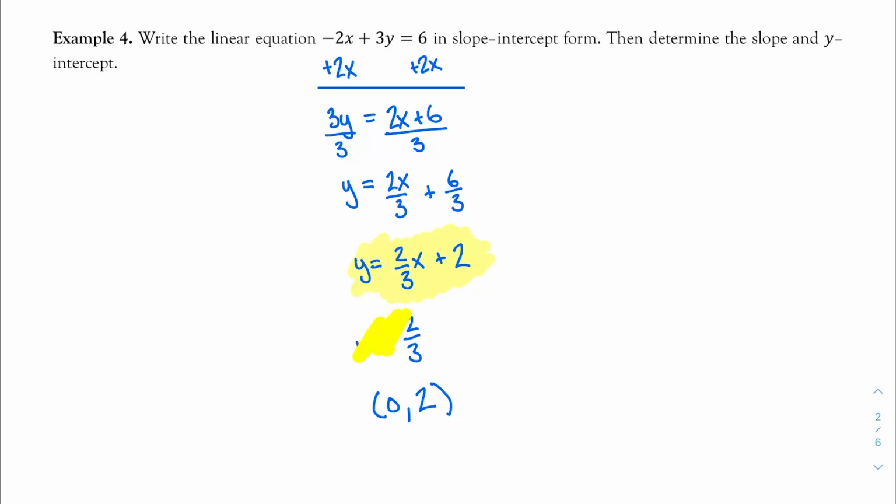So my slope m is 2/3. My y-intercept is 0, comma 2. So I have all 3 of my answers. Finishing example 4.